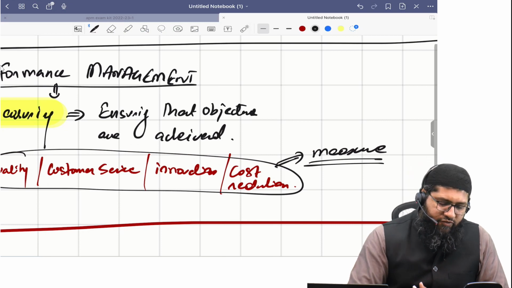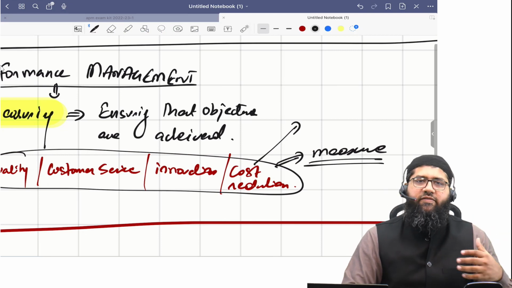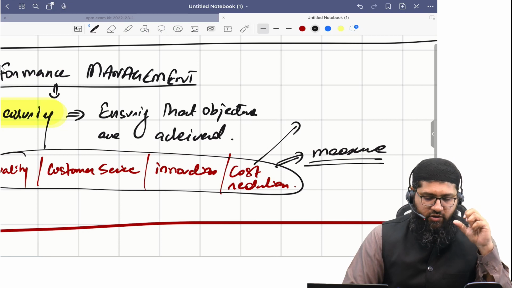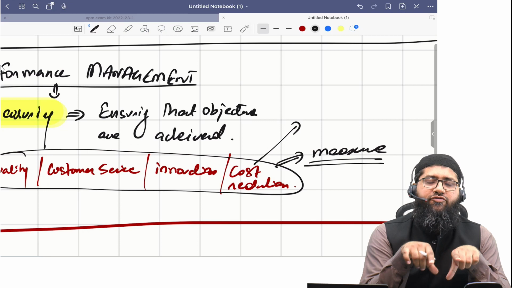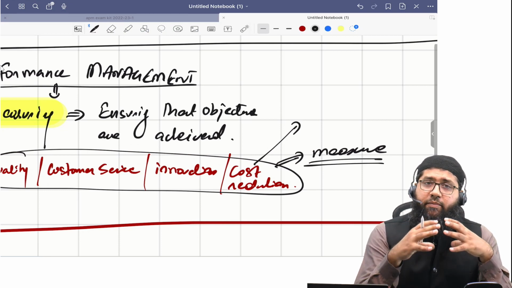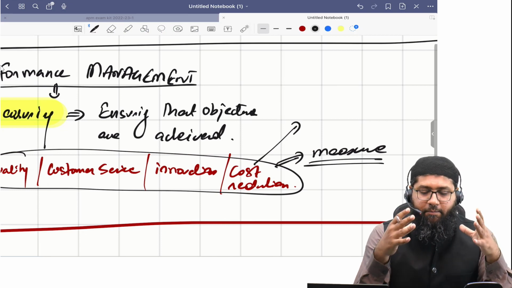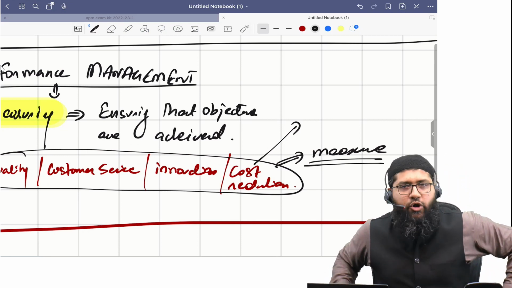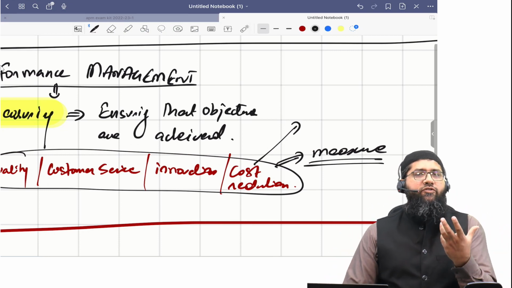If you think that the cost reduction is what you have to focus upon, then measure it. Make it part and parcel of the performance evaluation of your employees. If you make it part and parcel of employee performance evaluation, employees would focus on cost reduction. You don't make it, they won't focus.